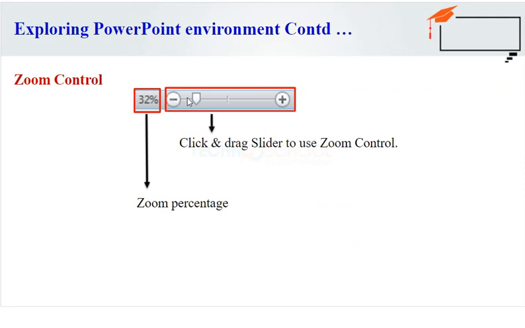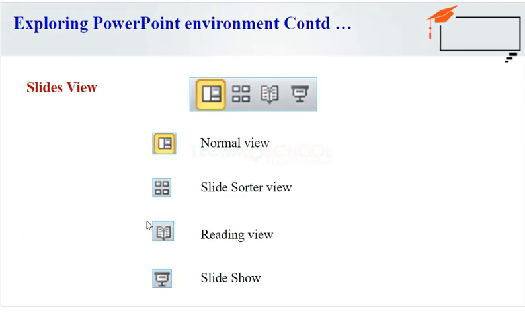So this is the zoom control. You can see it at the right bottom. Click and drag the slider to use the zoom control. Here the zoom percentage is available, with a minus and a plus symbol. Once you click this minus symbol, the zoom percentage will decrease. When we press this plus, the zoom percentage will increase.